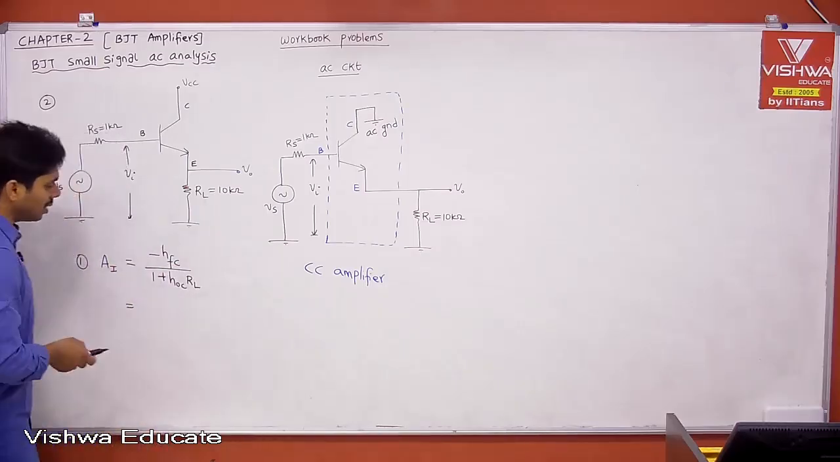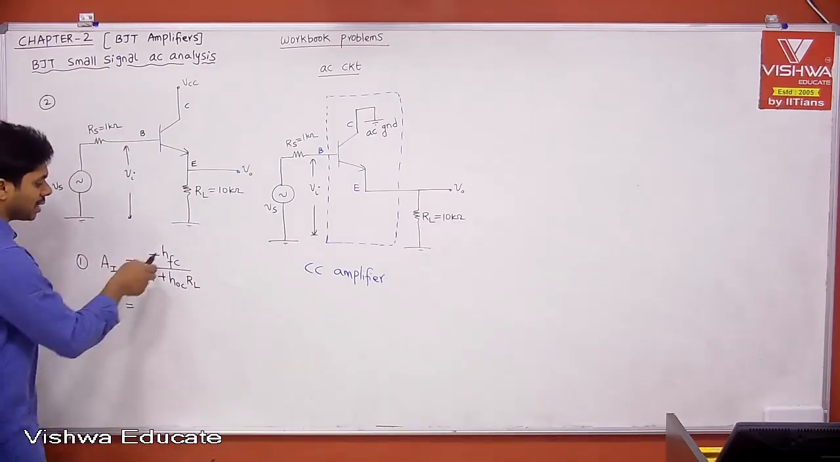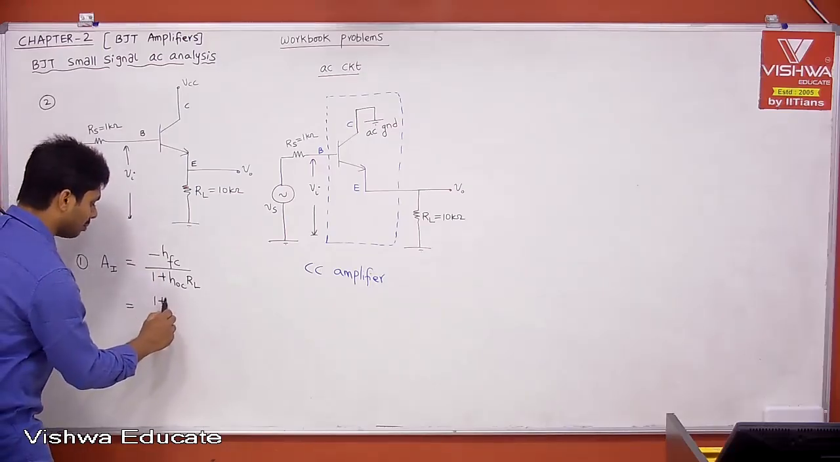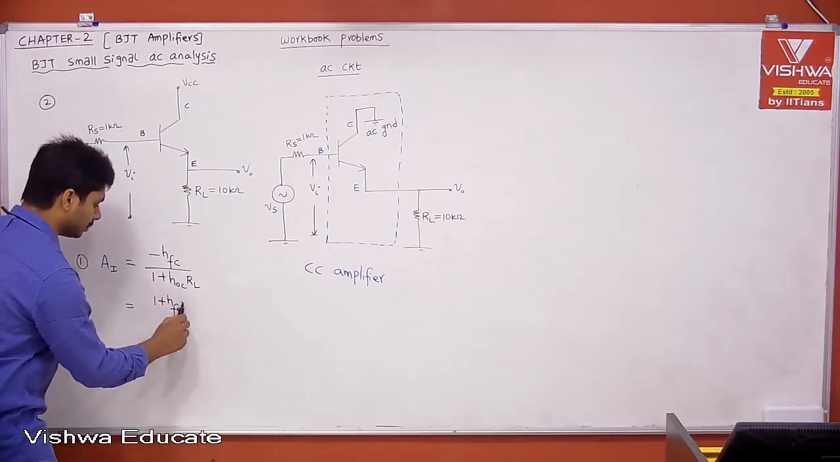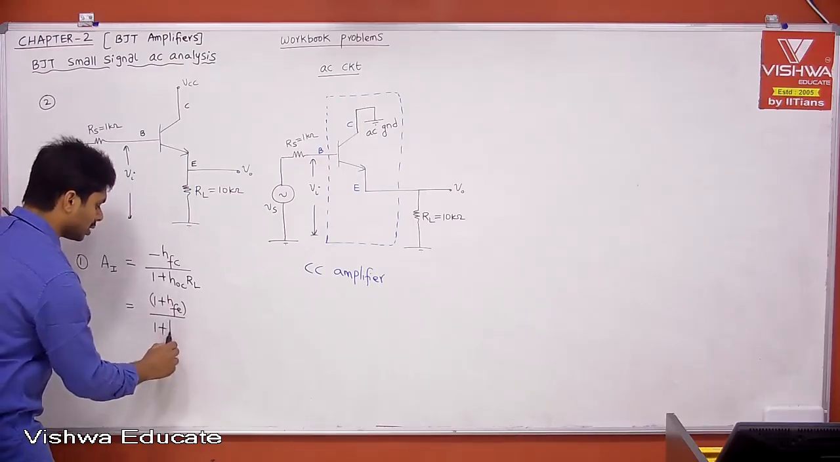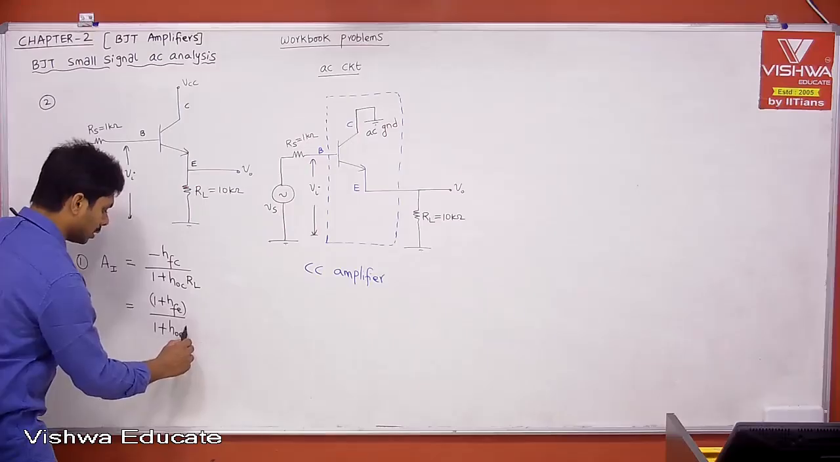Therefore, if you refer to that, what is hfc? hfc is nothing but minus (1 plus hfe); minus into minus gives plus, so it becomes 1 plus hfe, divided by 1 plus hoc. What is hoc? hoc is nothing but hoe only, into RL.